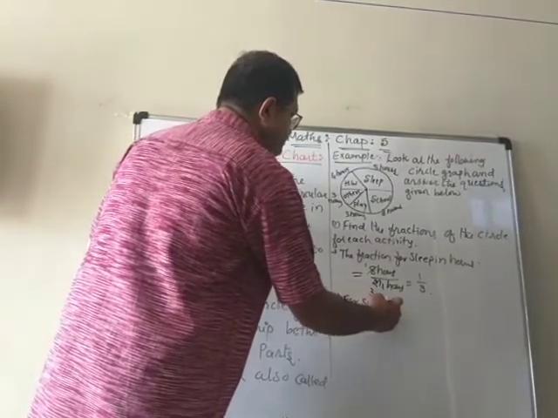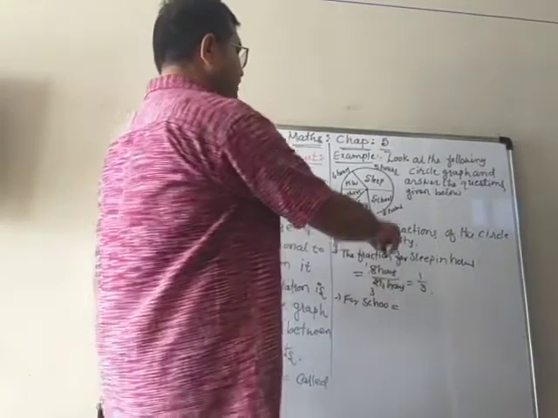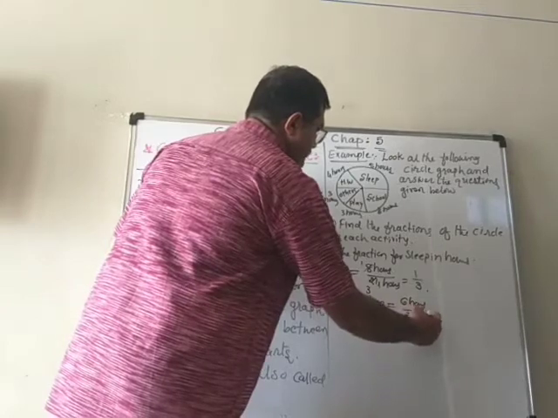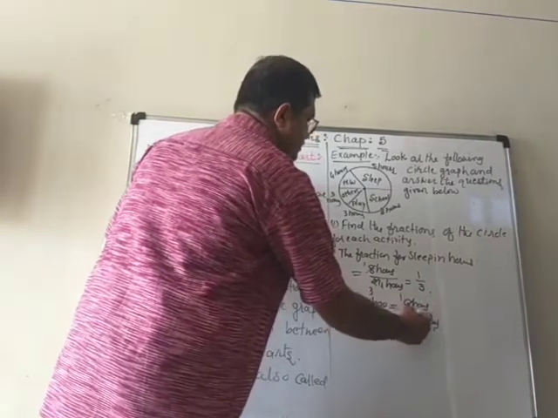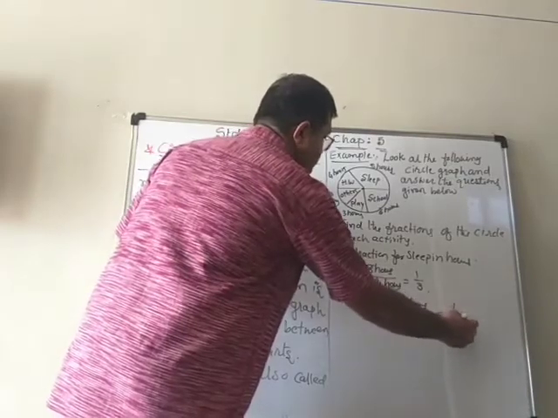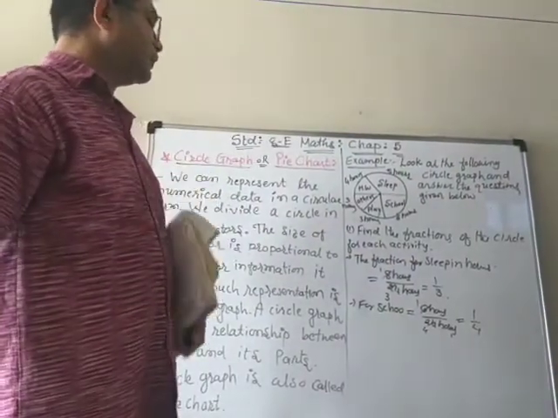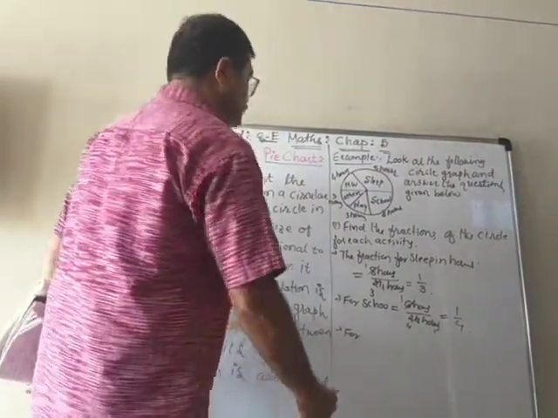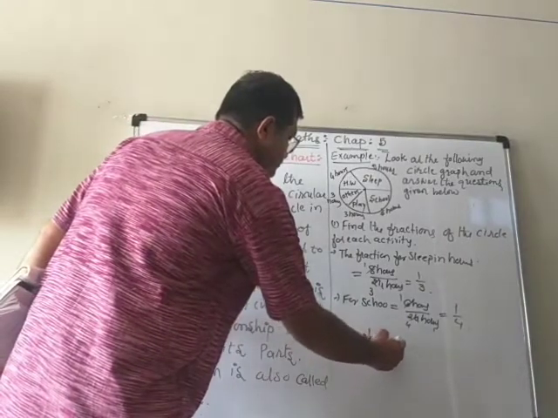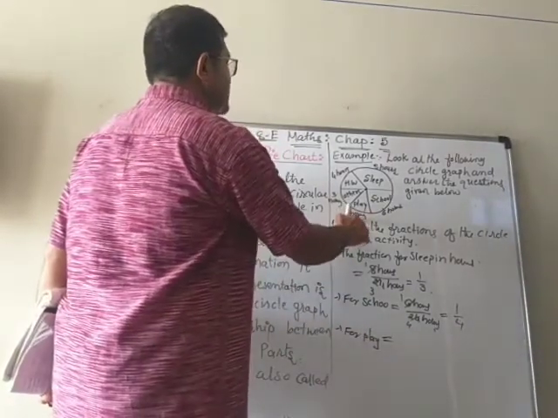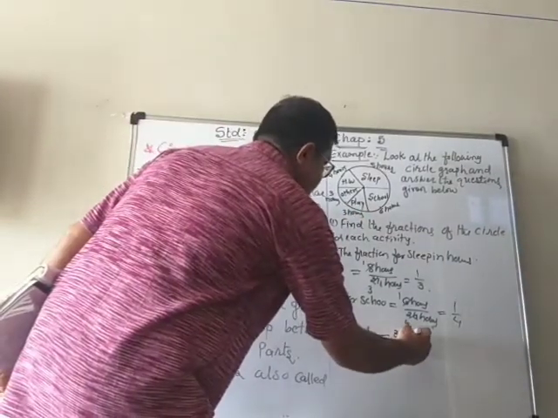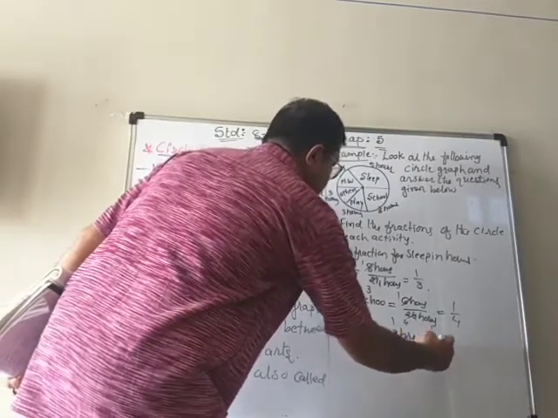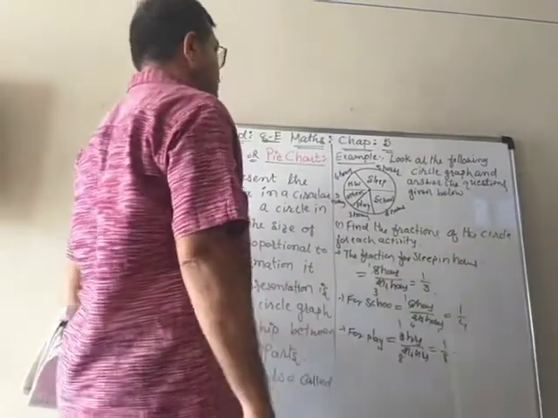For school, how will you find it? 6 hours divided by 24 hours. So the fraction for school will be 1/4. Then for play, he is spending 3 hours. So 3 hours divided by 24 hours. 3 eights are 24. So the fraction is 1/8.